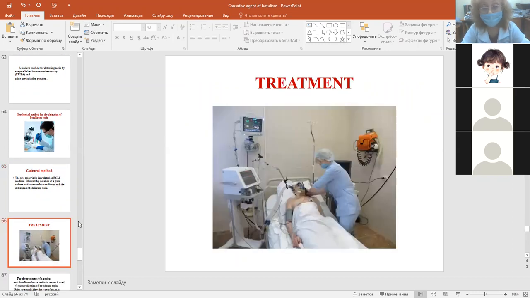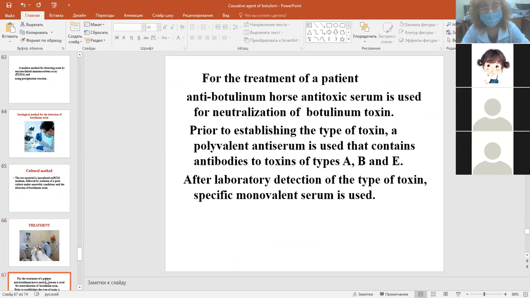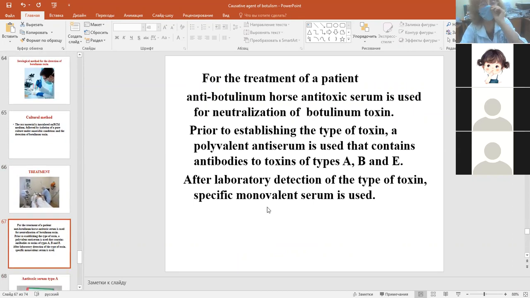Treatment. Of course, patients are admitted to hospital, very severe cases. And for the treatment of a patient, I'm repeating again, the first task is to neutralize exotoxin. Antibiotics are not able to neutralize exotoxin. Antibiotics are used in any case, maybe there are live bacteria. Metronidazole is used, for example. Clostridia are sensitive to metronidazole.